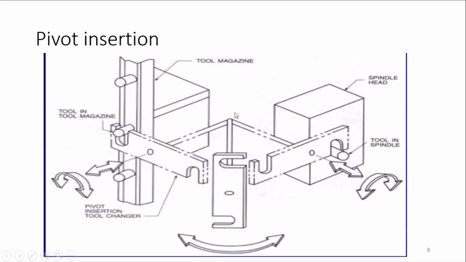This is not used for heavy duty work because this joint is already made there, and it is very rarely used in machines. This is used when your tools are very large and your magazine is very big. Clear? So that kind of pivot insertion is used there.